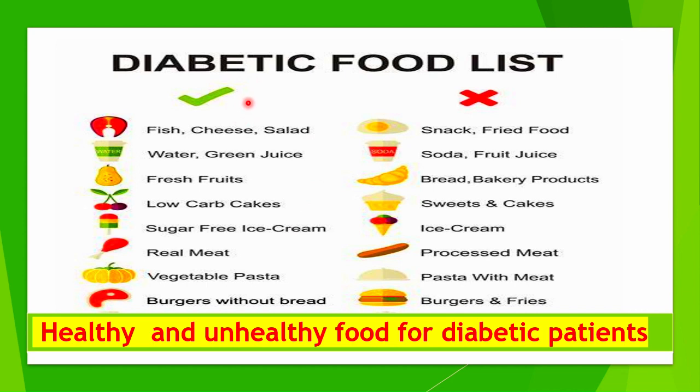You can take fish and cheese salad, but snacks and fried food are not good at all for diabetes. Water and green juice are okay, it's normal to take them, but soda and fruit juice are not good and are harmful for diabetes. Fresh fruits are healthy and good, you can take them, but you have to reduce bread and bakery products because of the carbohydrate, which increases the blood sugar.